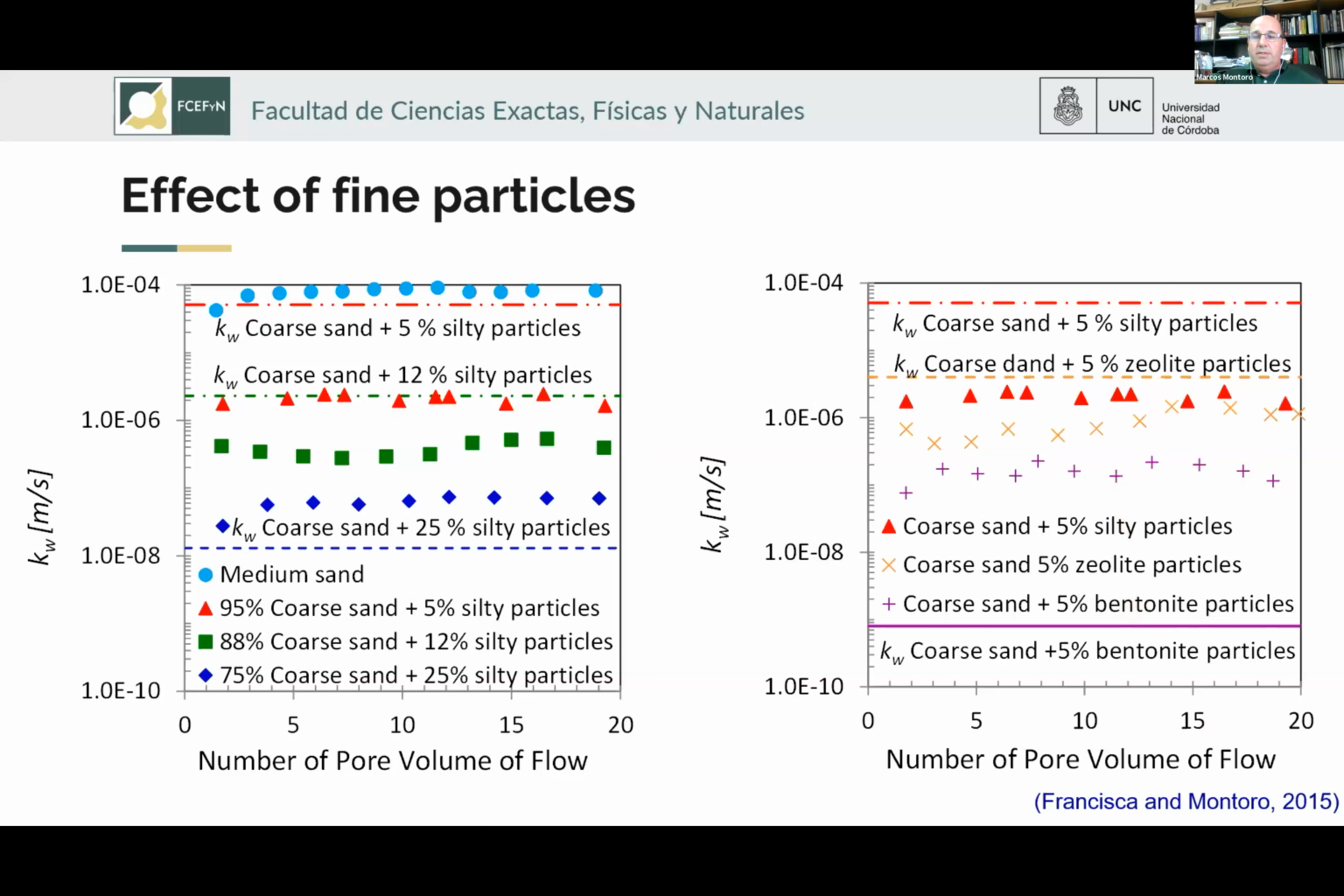This is because NAPL is initially in contact with the particles, and at this stage of displacement, the EDLs are not fully developed around the fine particles.